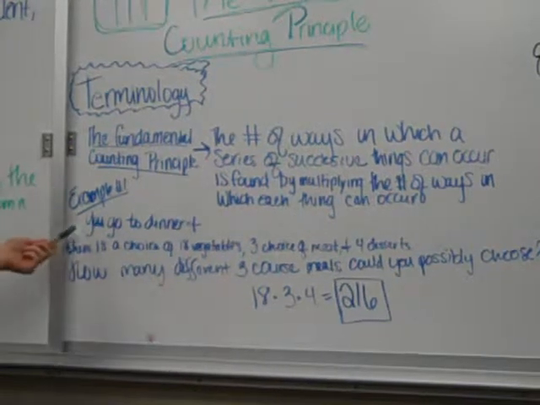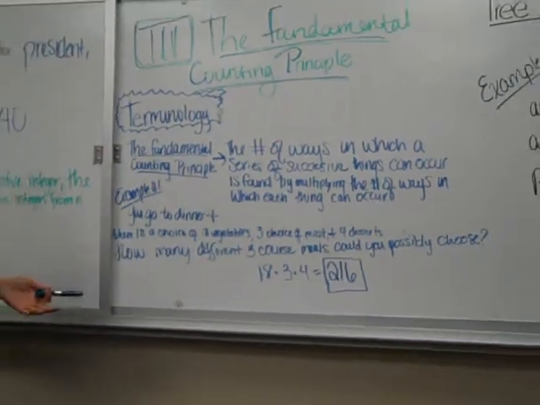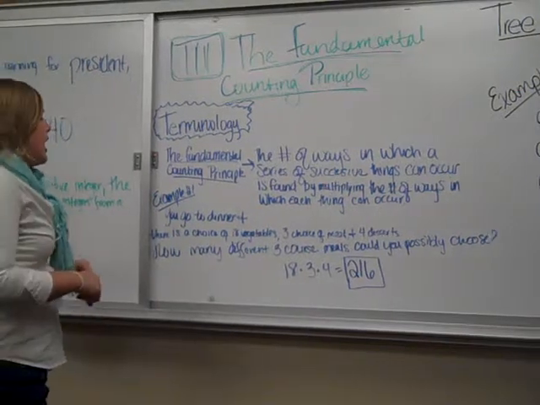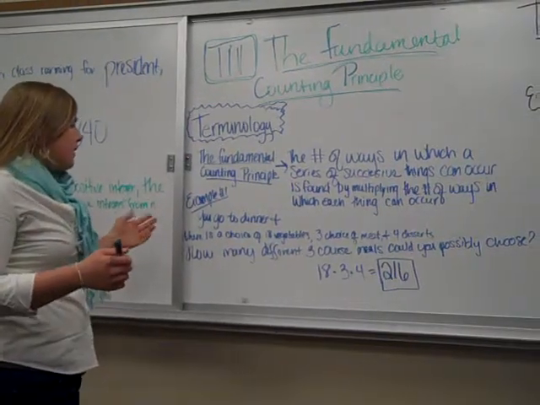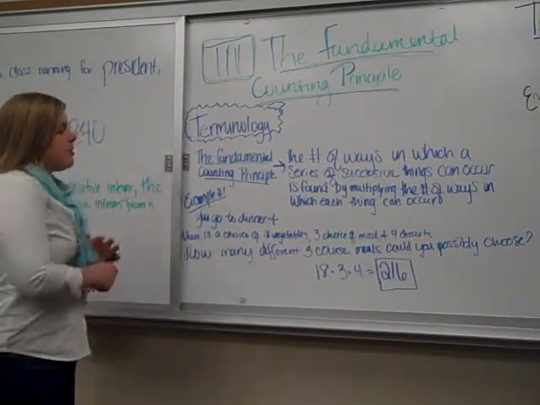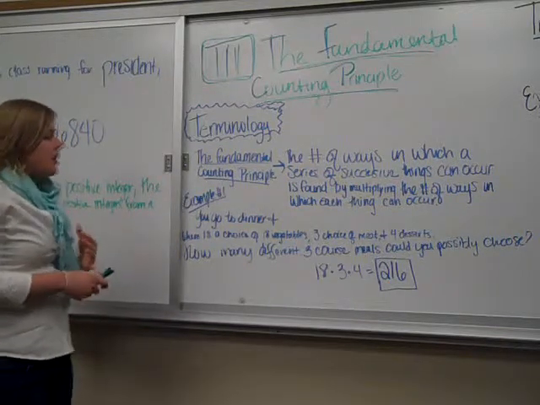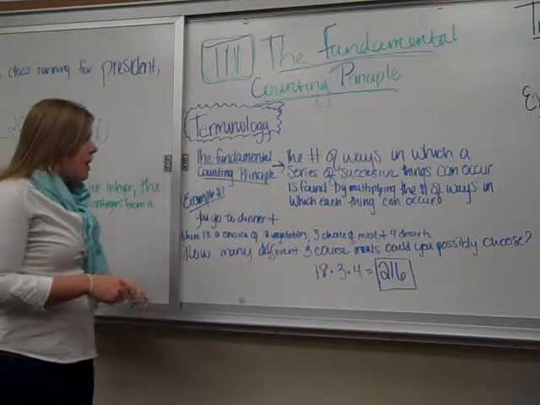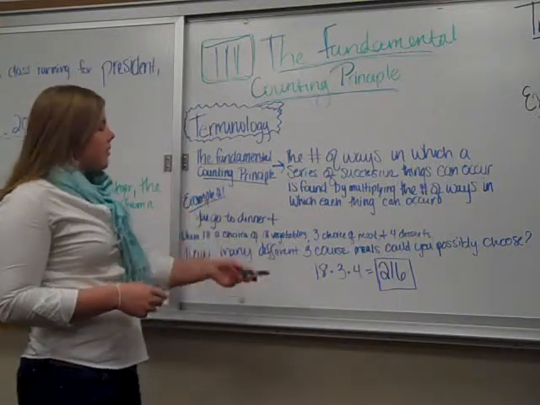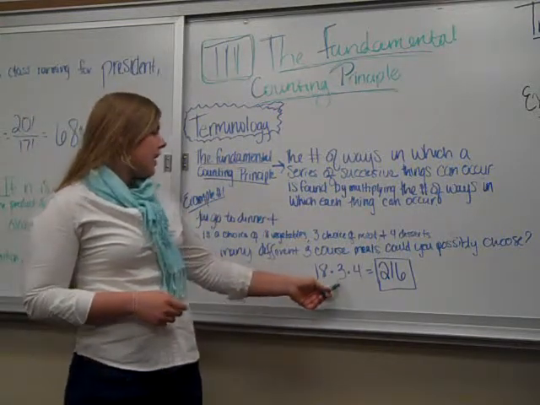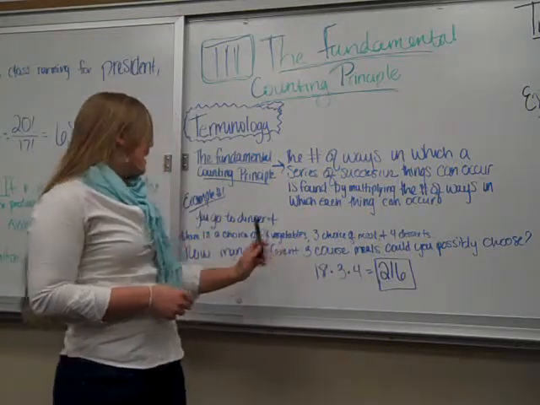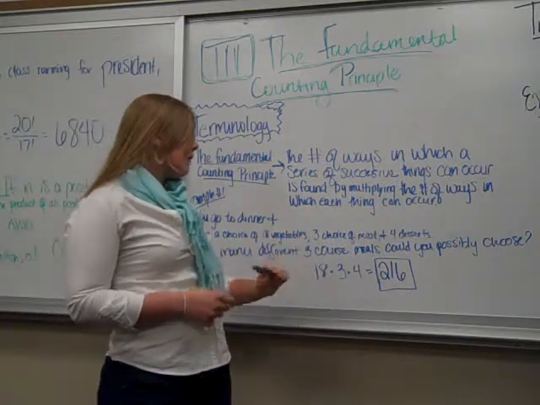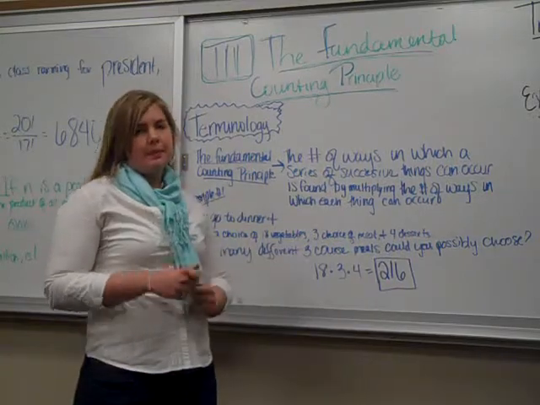So an example of this would be you go to Cracker Barrel with your friends and your family, and you have a choice of 18 vegetables, 3 choices of meat, and 4 desserts. So how many different 3-course meals could you possibly choose? You use the fundamental counting principle and multiply each choice that you have to get your total number. So you take 18 times 3 times 4, which gives you 216.